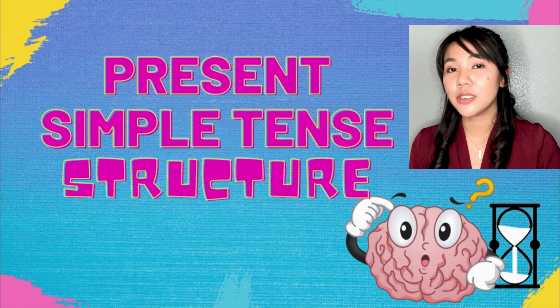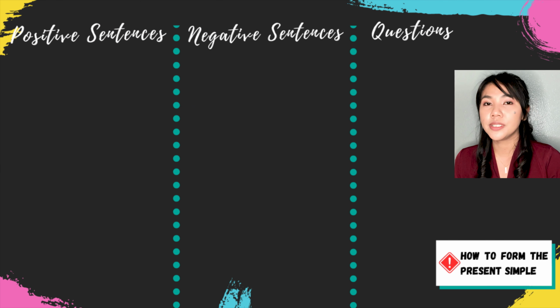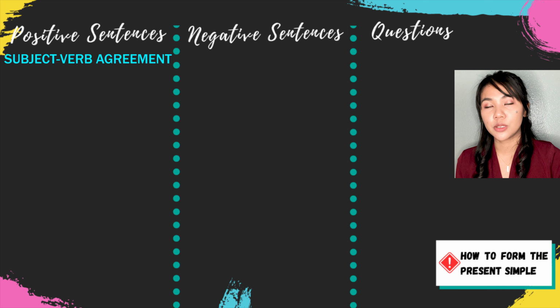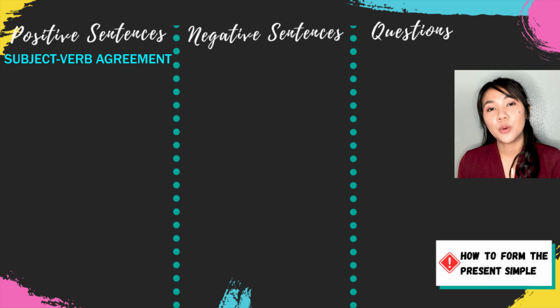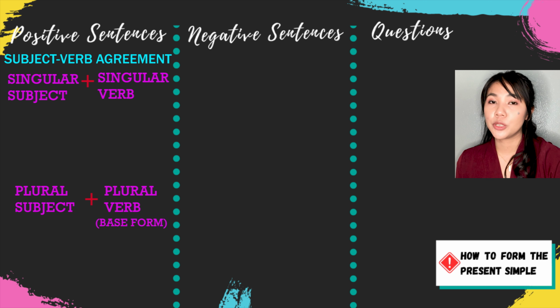Now let's move on to how the present tense is formed. So I have 3 sections here. One section for positive sentences, another one for negative sentences, and the last one for questions. Let's focus first on the positive sentence. There's a major rule that we follow in English. A verb or an action word must always agree with the subject of the sentence. So how does it work? When the subject is singular, which means only one, we use a singular verb. Plural subjects, which means 2 or more, use plural verbs.